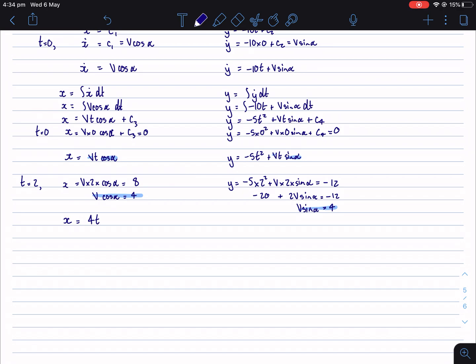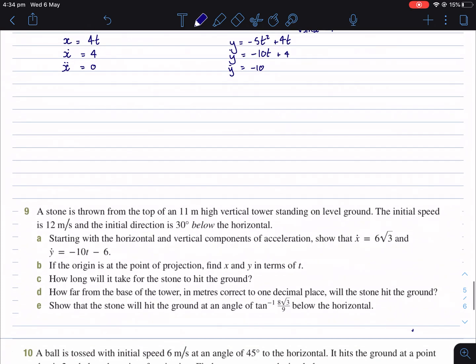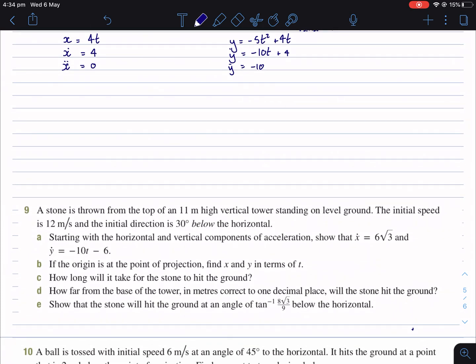So this becomes 4t. This becomes negative 5t squared plus 4t. My x dot, v cos alpha, 4. My y dot, negative 10t plus 4. And I already knew x dot dot is 0, y dot dot is negative 10. Oh my gosh. Okay, there was a lot to that.